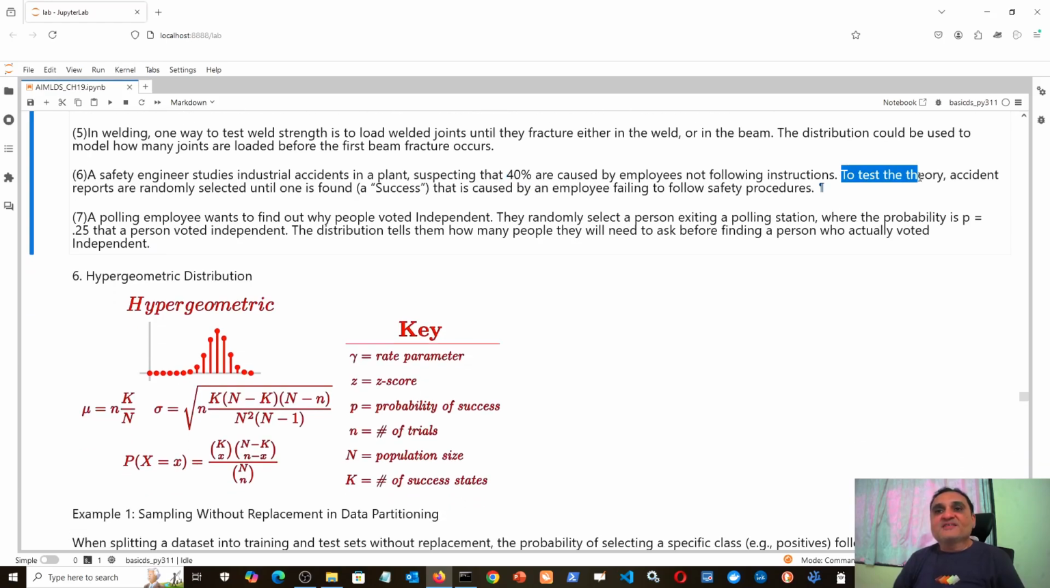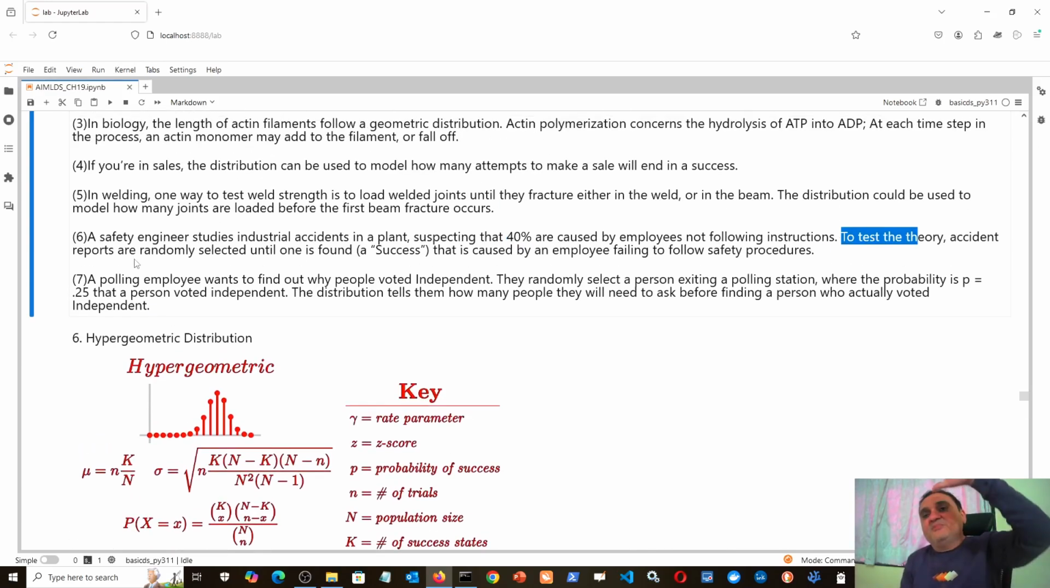Then to test his theory, he would make a big pile of all accident files which have occurred in the factory, small or big, all accidents in the last maybe 10 years, and he would just randomly select any one file. And he looks at the accident report in that file.